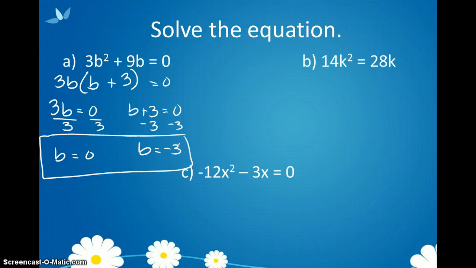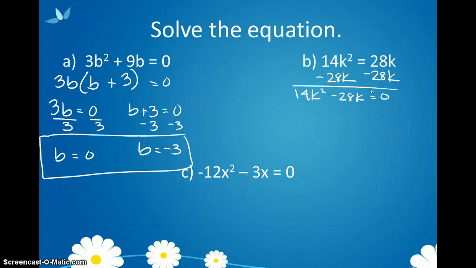Okay, letter B, if you look at it, it does look just a little bit different from part A. And if you're noticing, then you might see that it's not equal to 0, but we need it to. So this is the highest exponent. I'm going to move this to join it over there. And I'm going to do that by subtracting 28k minus 28k. And I have 14k squared minus 28k is equal to 0.